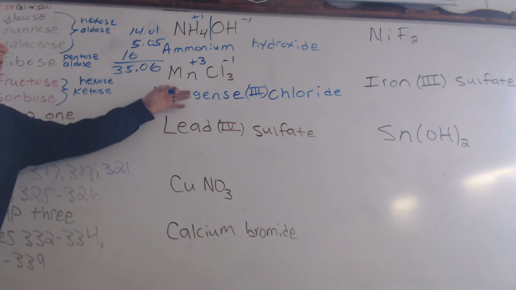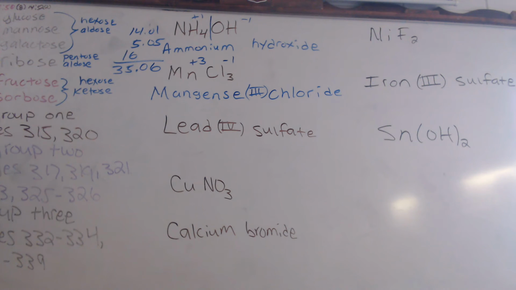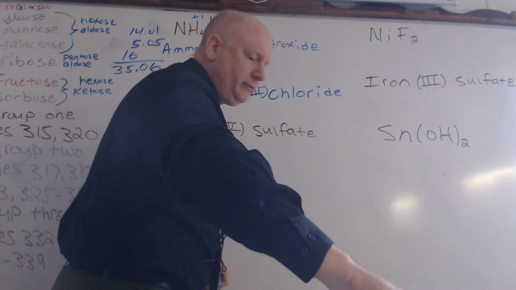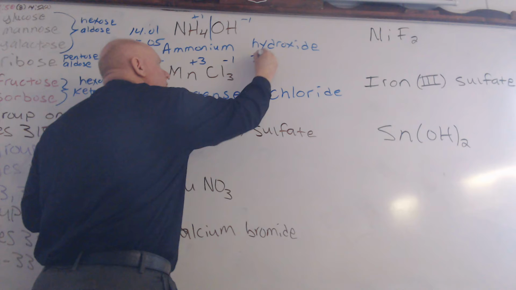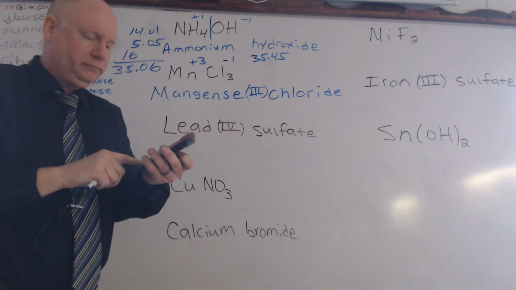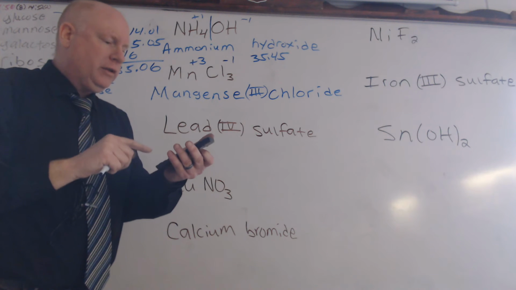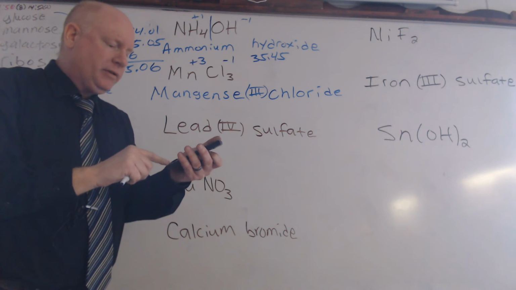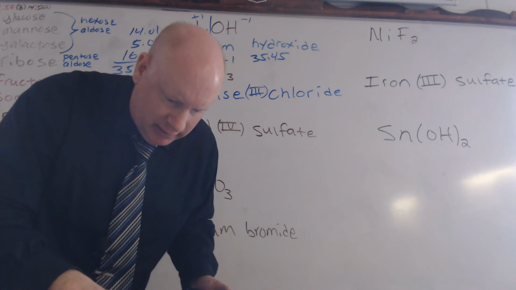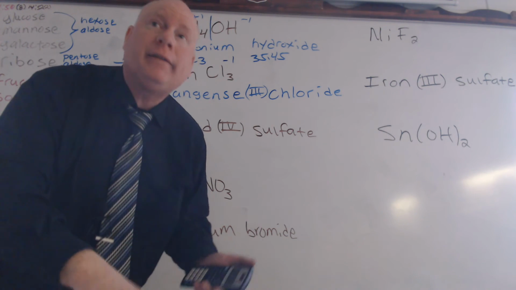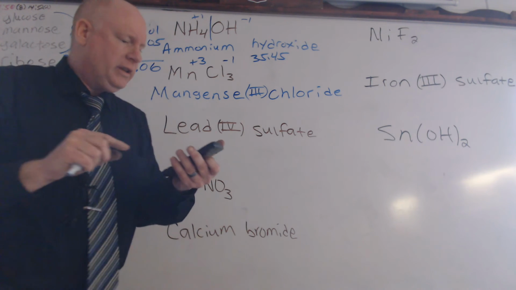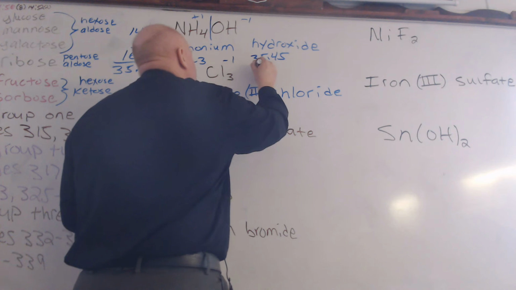Now, let's add together manganese chloride. Chlorine has an atomic mass of what? How many of them do we have? So you can take 35.45 times 3, then add manganese, which is 55. 161.35.